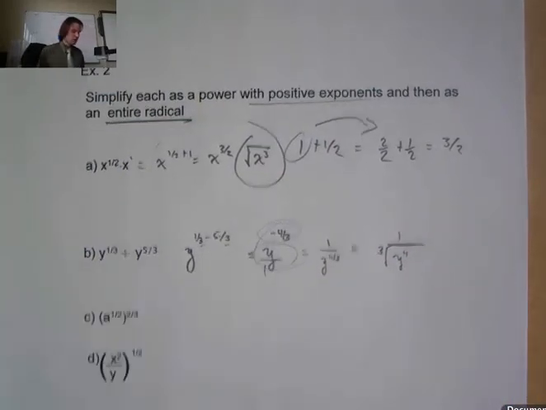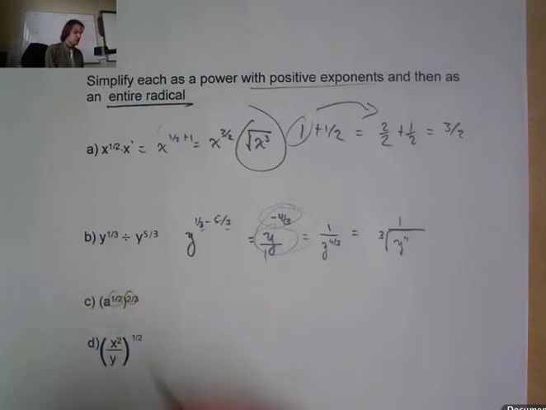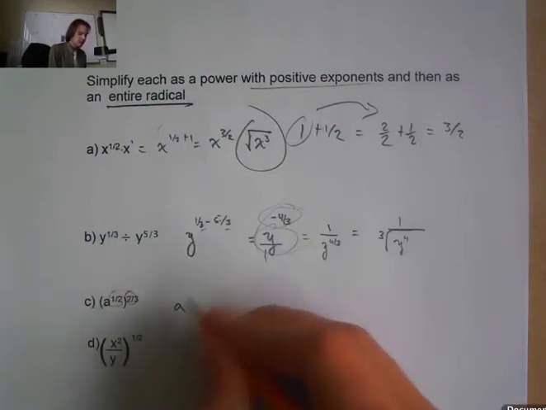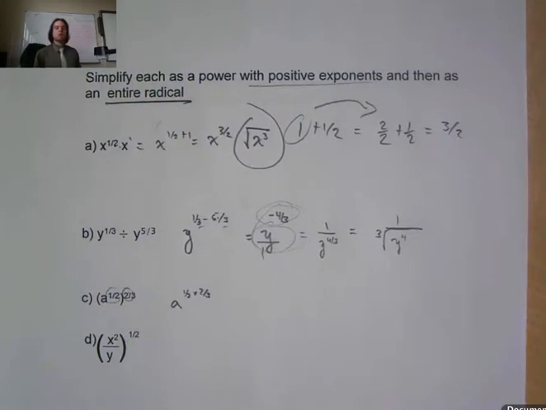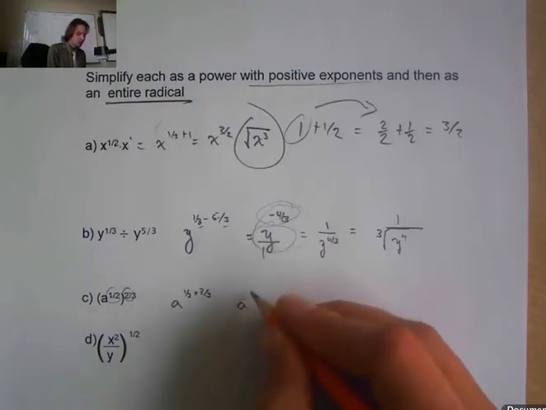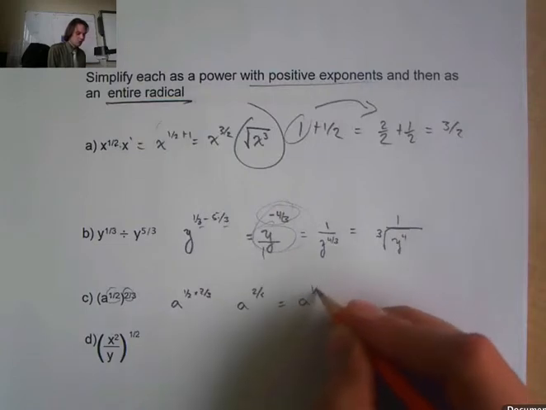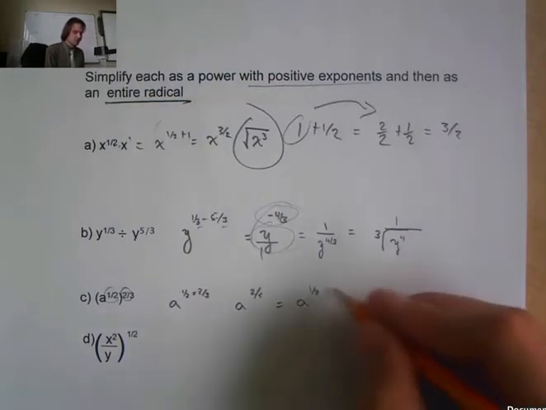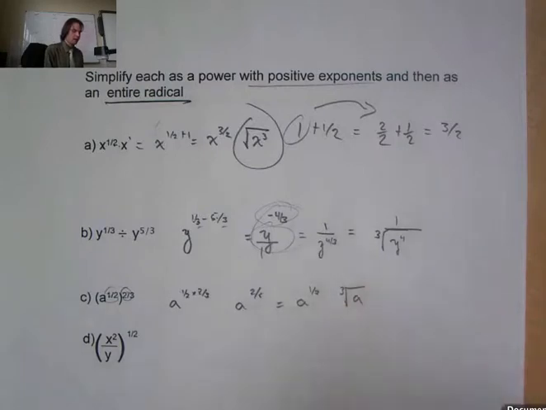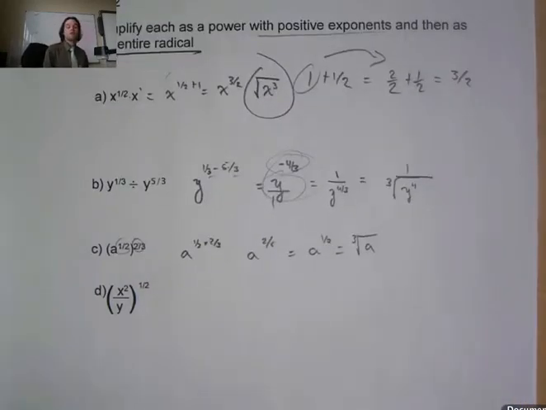Okay? Let's take a look at my next one. Well, this here, we have power of a power. So that means we must multiply our exponents. So this is going to be multiplied into that. So I'm going to get a, 1 over 2, multiplied by 2 over 3. Well, multiplying fractions is we multiply tops, multiply the bottoms. So that's going to give me a to the 2 over 6, which is the same as a to the 1 over 3, which is the same thing as the 3rd root of a. Okay? Last one of this section.